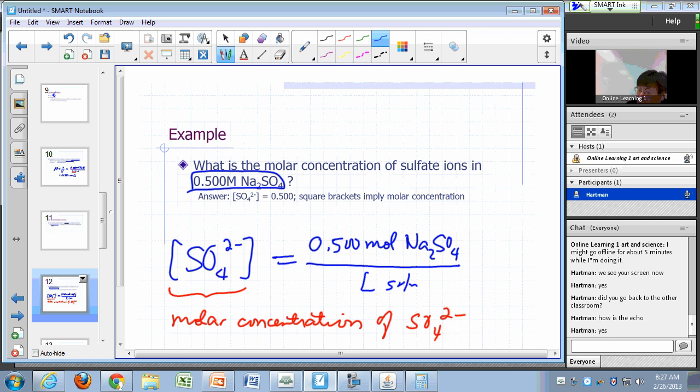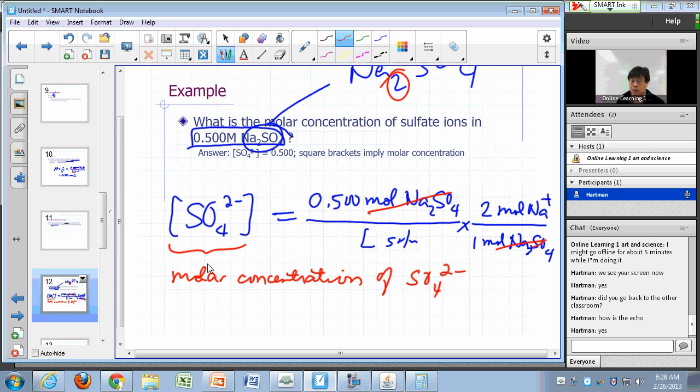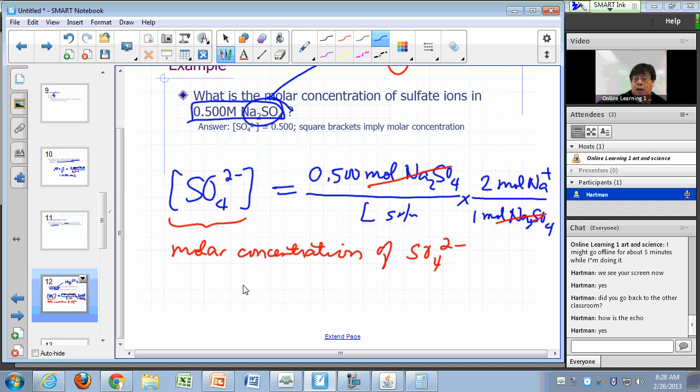Well, I just need to convert that to moles of sodium. So I say there's 2 moles of sodium in 1 mole of sodium sulfate. Okay? Sodium sulfate, you can see there's 2 moles of sodium in a mole of sodium sulfate. So cancel moles of sodium sulfate, and that gives you a concentration of ion equal to 1.00 moles per liter of sodium ions.